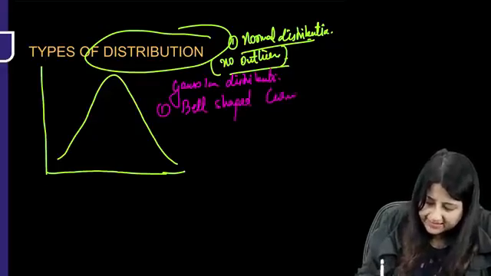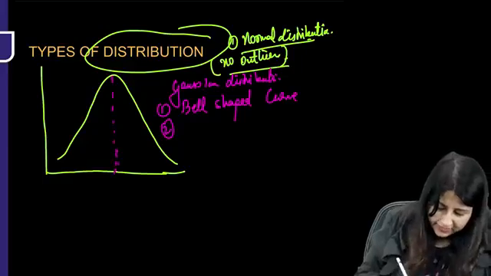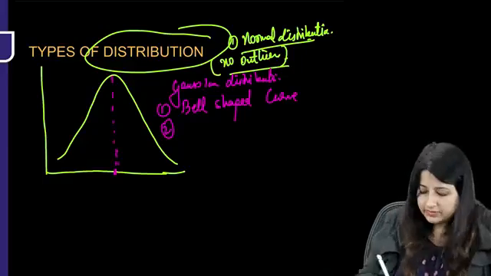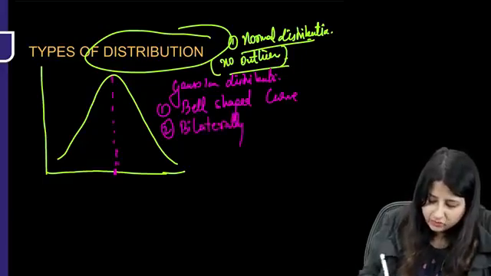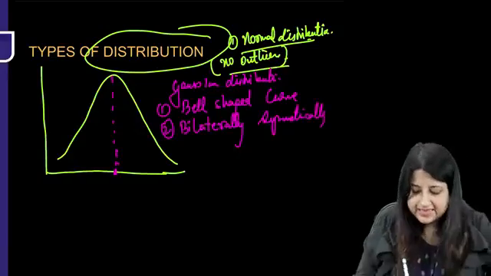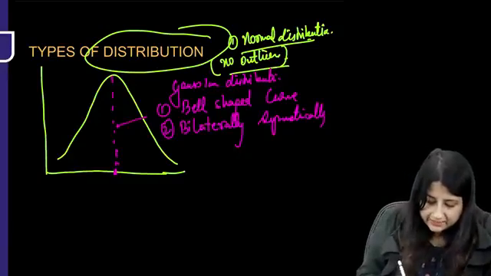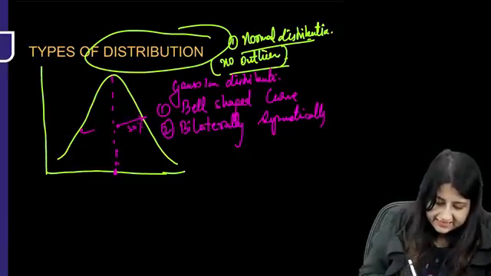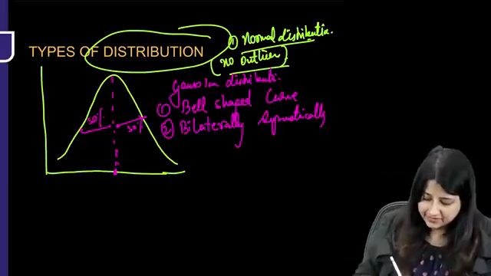What is the second point? If I drop a line over here, in the middle, it gives the curve the shape of bilaterally symmetrical. What does this mean? Both sides are exactly mirror images of each other. This cuts it into 50% above and exactly 50% below. That is very, very important.